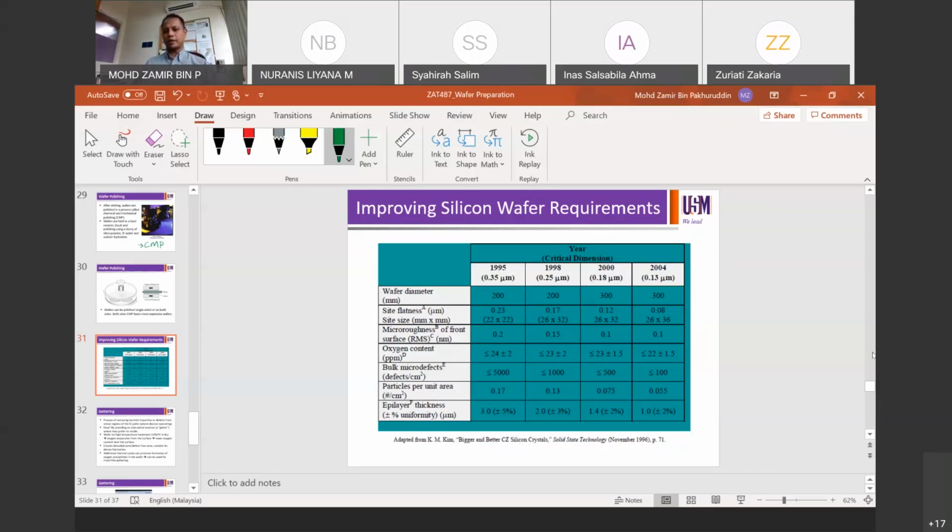RMS means root mean square. You can check it out. Root mean square surface roughness, okay? Measured by AFM. The table also lists oxygen content, bulk micro defects, particle count, and epi layer thickness if there is an epi layer on top of the wafer.